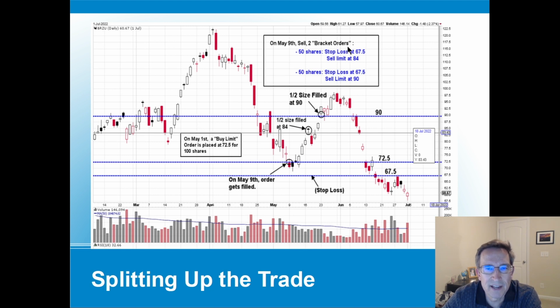And these define the upper and lower limits for this hypothetical bracket order here. And you can read the numbers. The top line here is the 90, and then the bottom stop loss is 67.5. And that bottom stop loss is shared for both of these bracket orders. Stop loss here, stop loss here. So shared numbers of 67.5. And you're just splitting up and putting in different sell limits for the top side. Okay, so that's how you split up the trade.